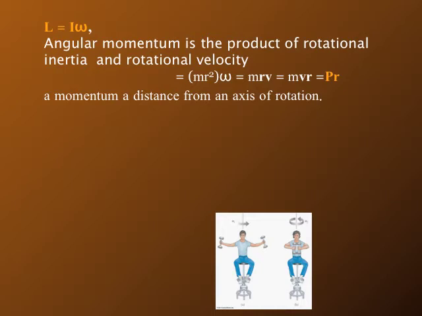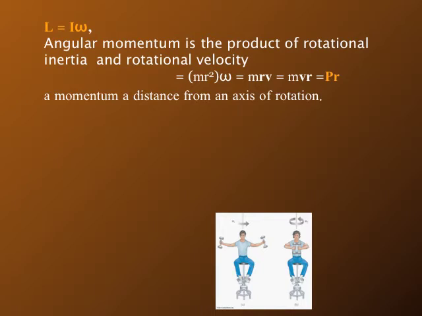We can write this also as mr times v, because r omega is the tangential velocity v. But mrv is also the same thing as mvr, and mv is p, momentum. So L is equal to r times p. So L equals I omega is the same thing as L equals r times p, momentum at distance from an axis of rotation.